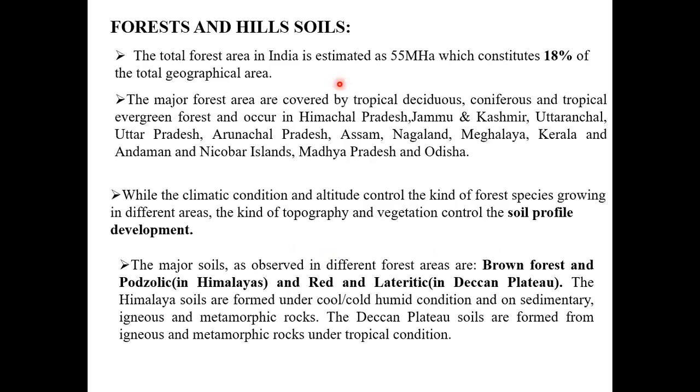Forest and hillside soils are distributed around 55 million hectares, around 18 percent of the geographical area we can expect. They are distributed mostly in Jammu Kashmir, Uttaranchal, Arunachal Pradesh, all the northeastern regions, and Kerala, and the Andaman and Nicobar highlands. Depending on the climatic and altitude conditions, complete forest species we can grow. The soil profile is completely dependent on topography and vegetation. These two characteristics control the type of soil profile that is developed.